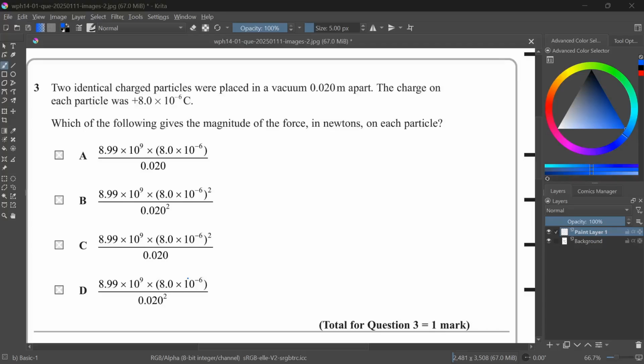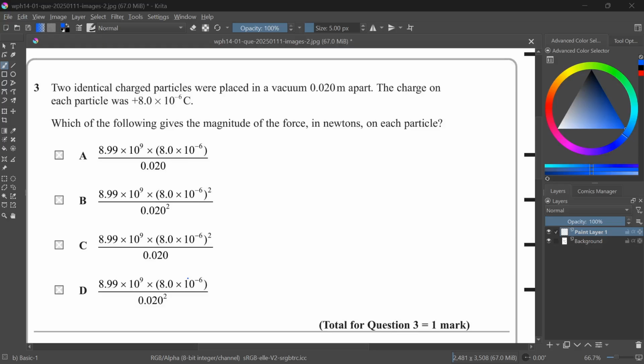Okay, so we have this question right here. It says two identical charged particles were placed in a vacuum 0.02 meters apart. The charge on each particle was positive 8 times 10 raised to power minus 6 coulombs. Which of the following gives the magnitude of the force in newtons on each particle?